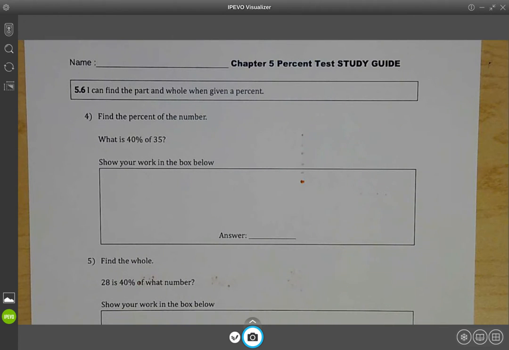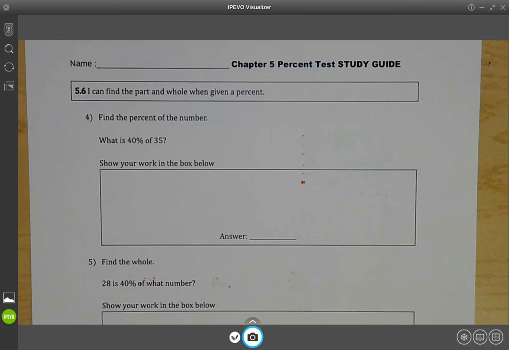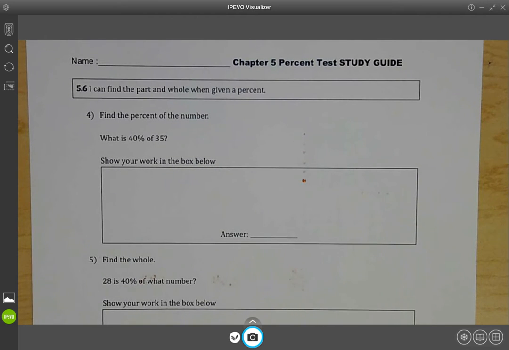We're talking about Chapter 5 percent test. This is the study guide, page 2. Our learning target on the other side of this test will be: I can find the part and the whole when I'm given a percent. So depending on what the question is looking for, we're going to be finding the part or we're finding the whole. Question 4 says find the percent of the number.